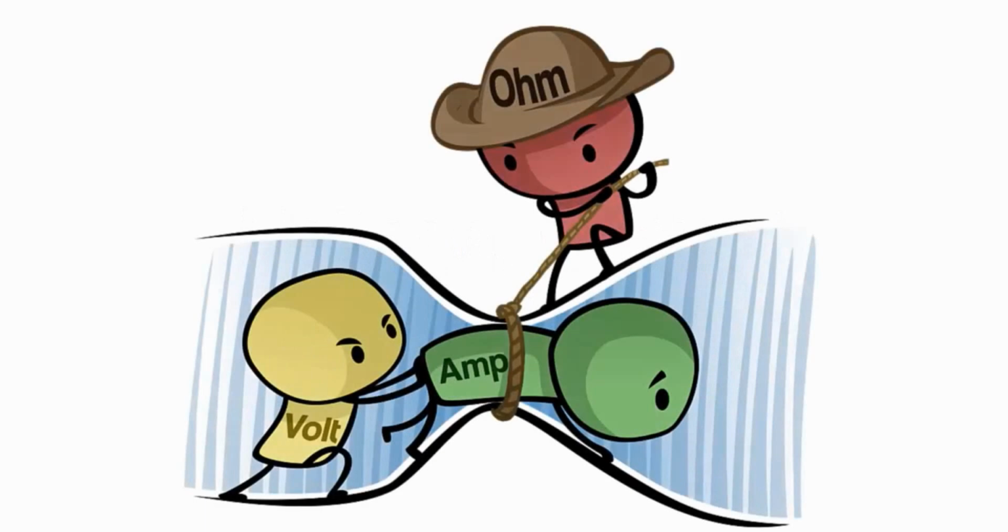Here's a beautiful image that illustrates voltage, current, and resistance, and how they work together. Current is what's flowing through the circuit. It's measured in amperes, and it's illustrated by the green guy here. He's both being pushed and held back by the two other guys. The yellow guy who's pushing the current through the circuit is the voltage, and it's measured in volts. The red guy on top is the resistance. It tries to resist the current from flowing freely through the circuit, and it's measured in ohms.